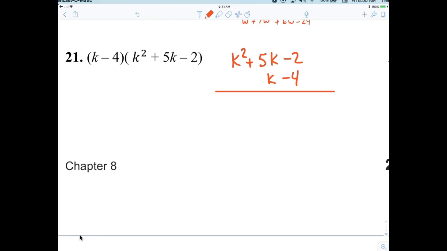Drew, did you get it? Demo? Tommy? 21. Tell me what you got, Demo. I want to hear. Final answer. I don't care how you did it. I want the answer. Okay, but you have to combine all the terms. You have to combine the terms.